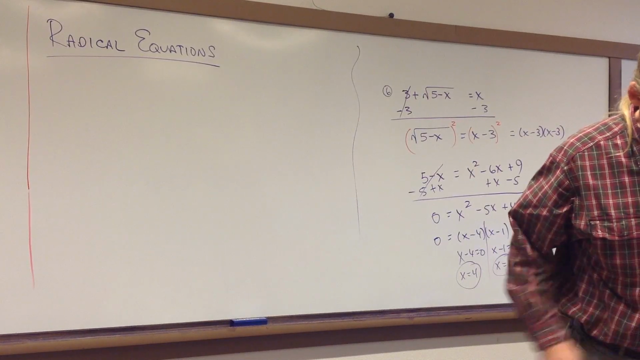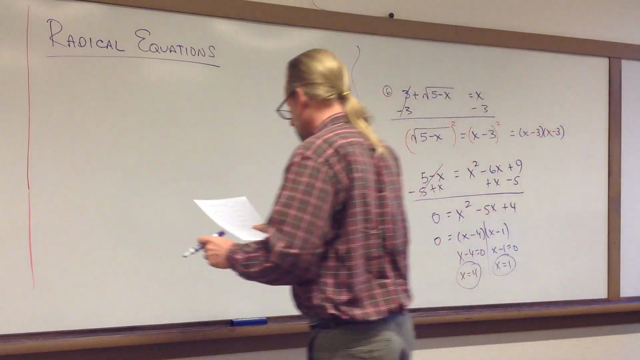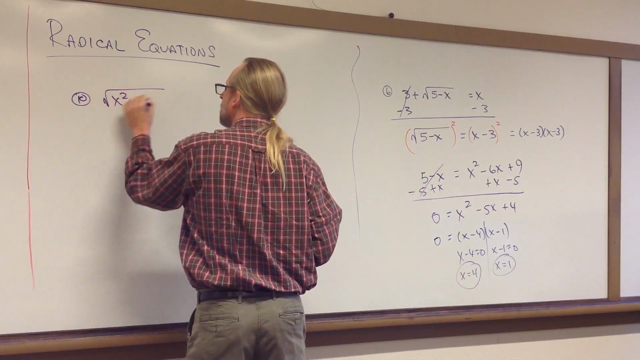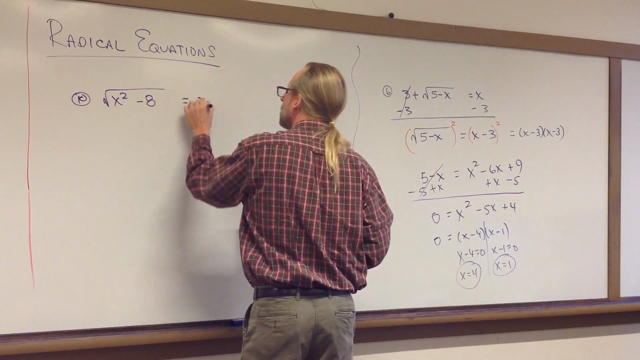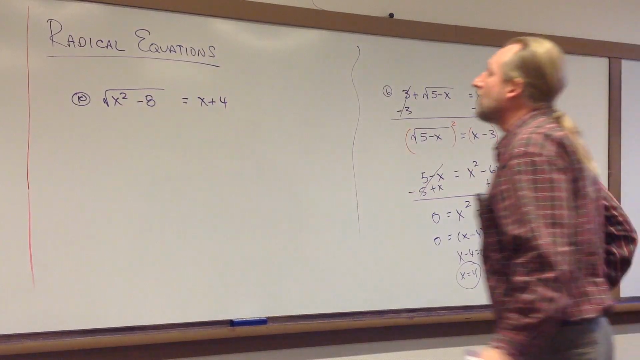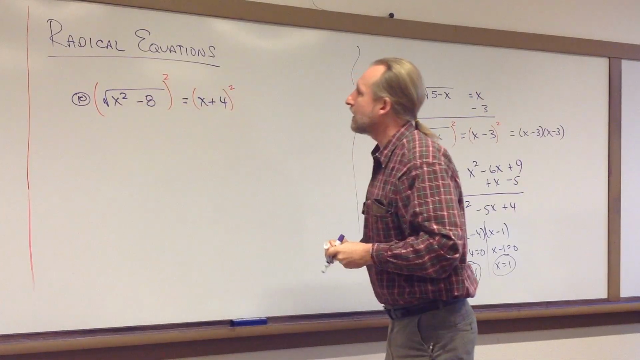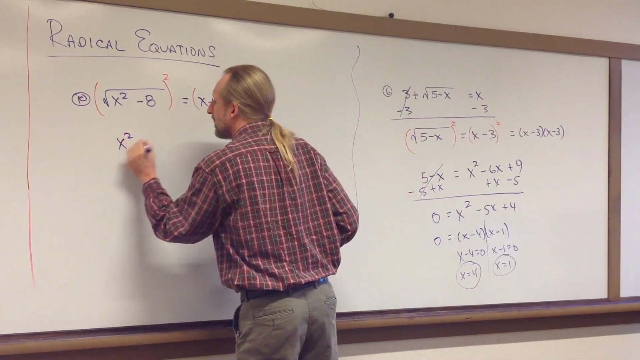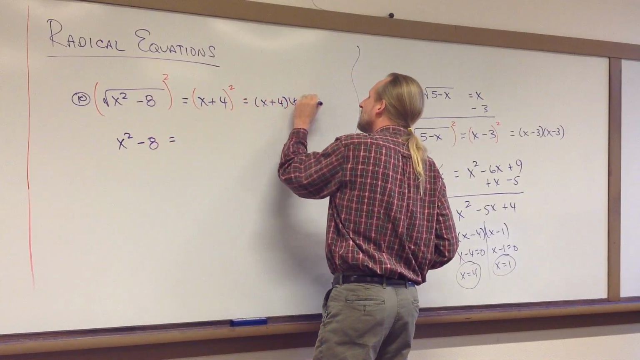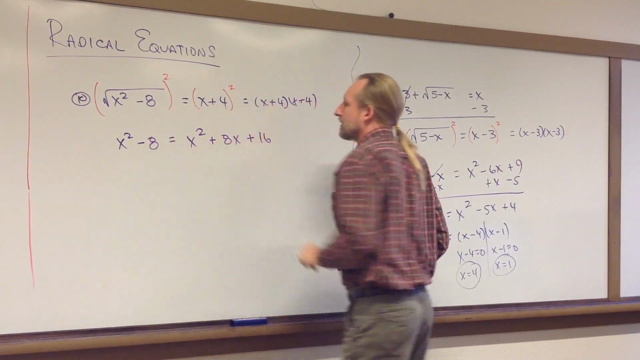See what else we have here. Problem 10. We get square root x squared minus 8 equal to x plus 4. And you can see this is a similar scenario. We need to square both sides. The square root's by itself to begin with, so we don't have to worry about that. This will come out as x squared minus 8. And this one, x plus 4 times x plus 4 is x squared plus 8x plus 16.